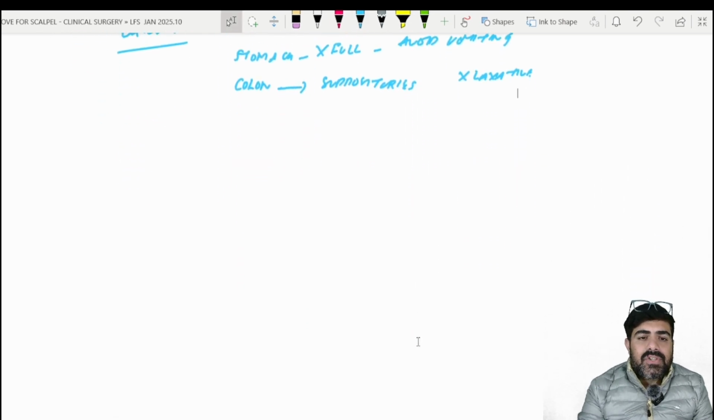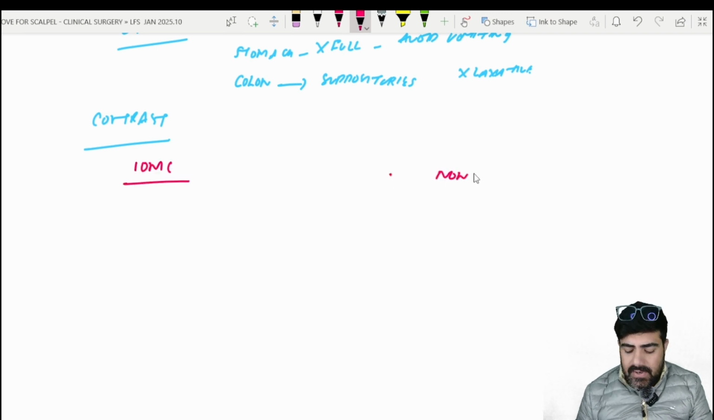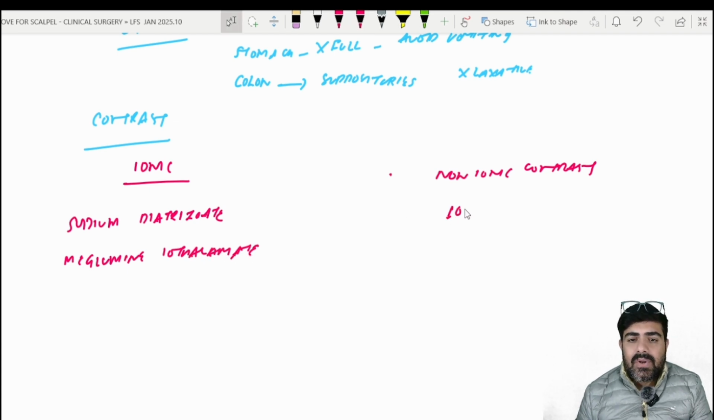Now the fourth question is contrast. Which contrast is used? We have ionic and non-ionic contrast. In ionic contrast, we have sodium diatrizoate and meglumine iothalamate. And in non-ionic, we have iohexol, that is Omnipaque, and sodium diatrizoate comes as Urografin.